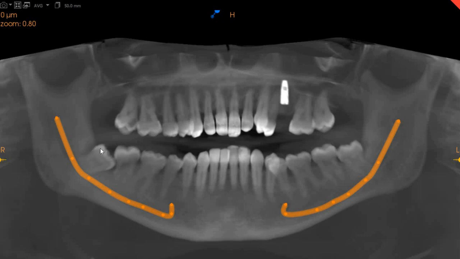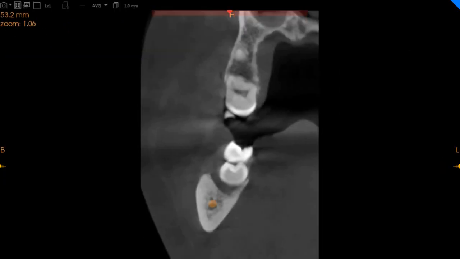We can see a radiolucency on the distal aspect of the lower right 8 as well. And we can also see that it is very closely associated with the inferior alveolar nerve canal. On the transaxial view, which is basically the proximal view, we will be able to show you the relationship of the wisdom tooth to the inferior alveolar nerve.